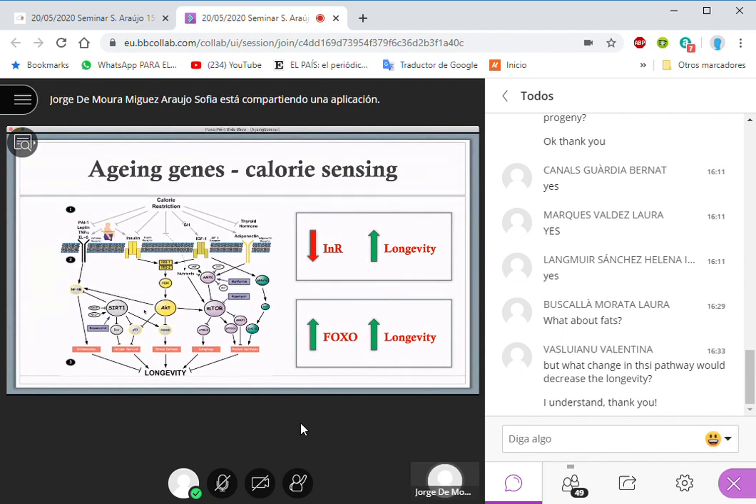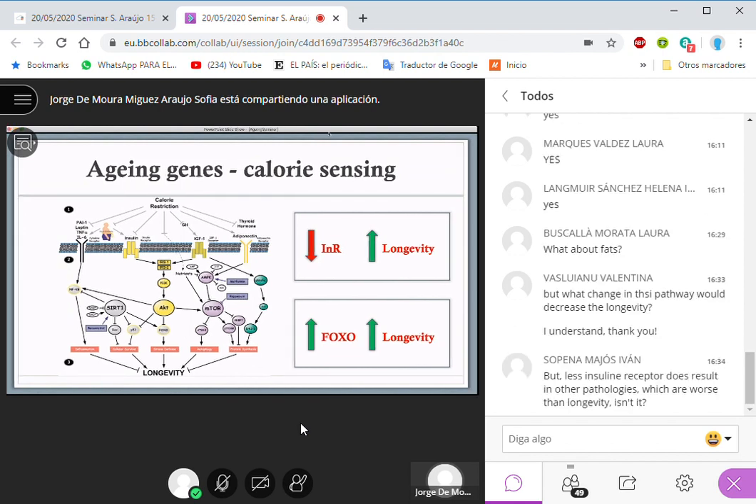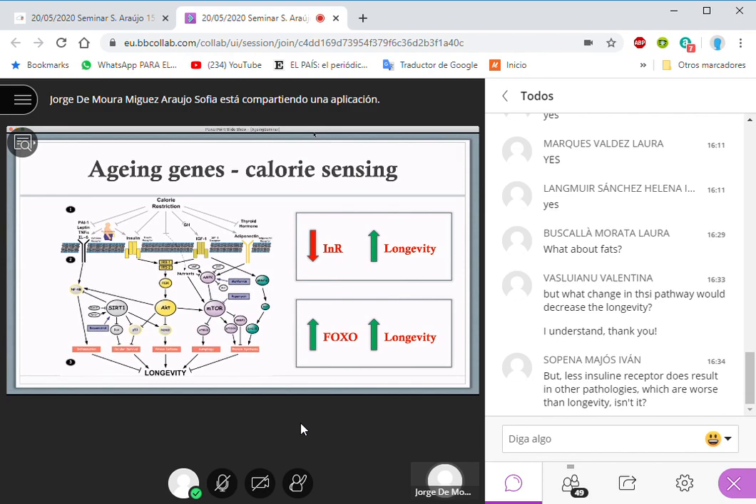Okay. So the same thing will happen to many of these. If you have an inhibition, you have this transcription factor, this will lead to autophagy. Many of these are regulated in ways. Less insulin receptor does result in other pathologies. So you have to have balances, and this is why you can deal with caloric restriction, and even that is very complicated. But if you start touching the elements of this, which is a simplified version of the pathway, you are going to have consequences which have to do with the imbalance on other parts of the pathway.